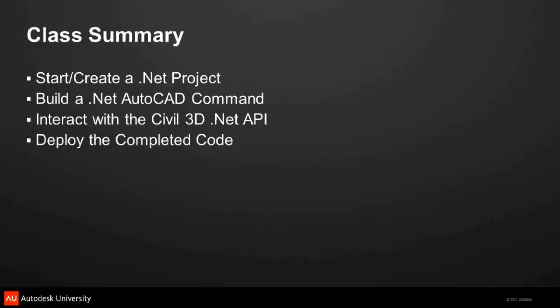Since AutoCAD Civil 3D is built on top of AutoCAD, we have to use the .NET API as well as the Civil 3D .NET API. So we're going to look at some of the AutoCAD API that we have to use, and then interact with the Civil 3D .NET API, and then hopefully we'll have time to look at the deployment methods. Because once you build it, you still then have to get it out to the users and get it loaded automatically for the users. So that's what we're going to look at.